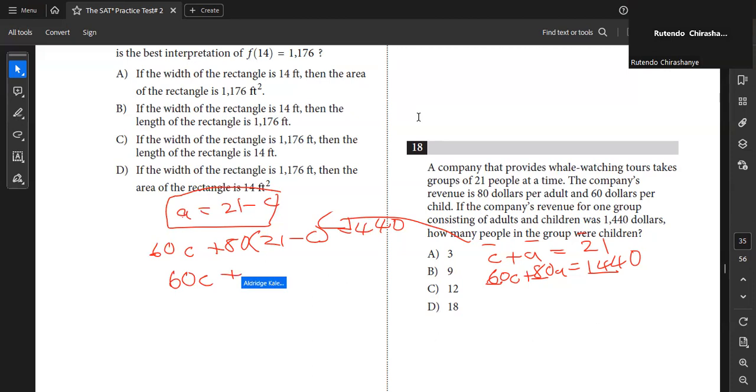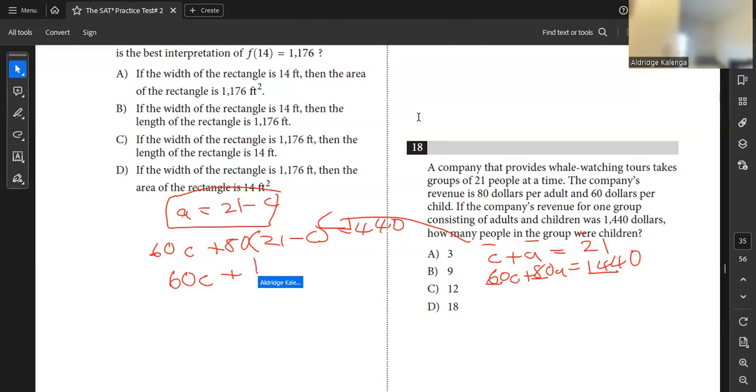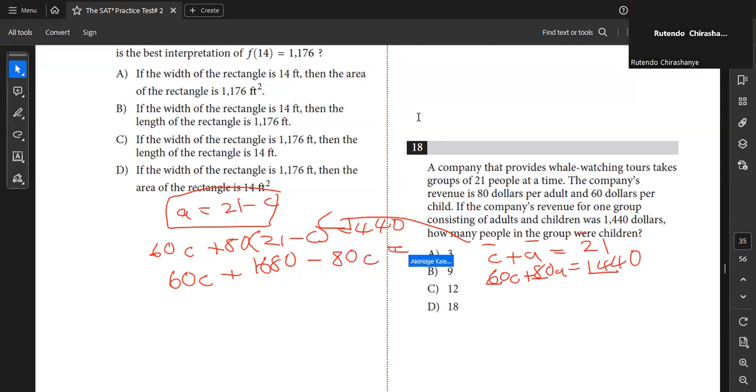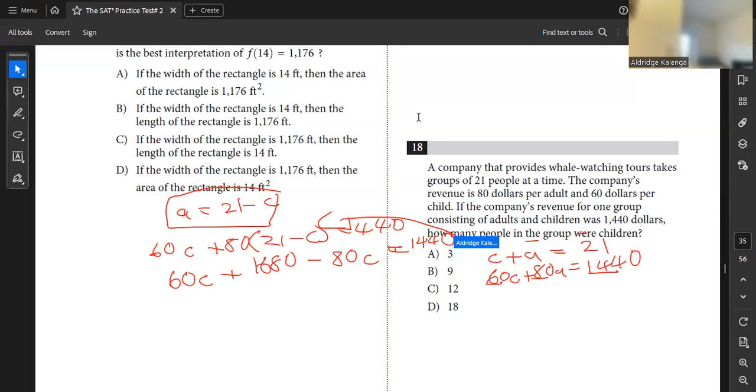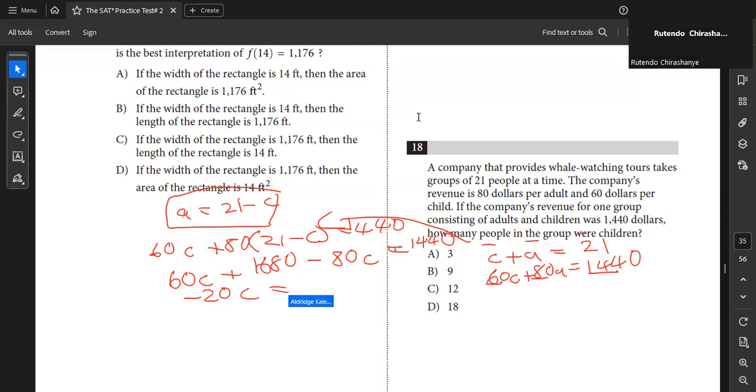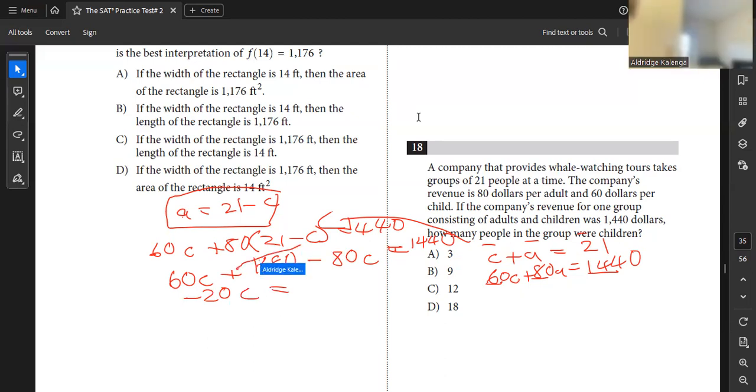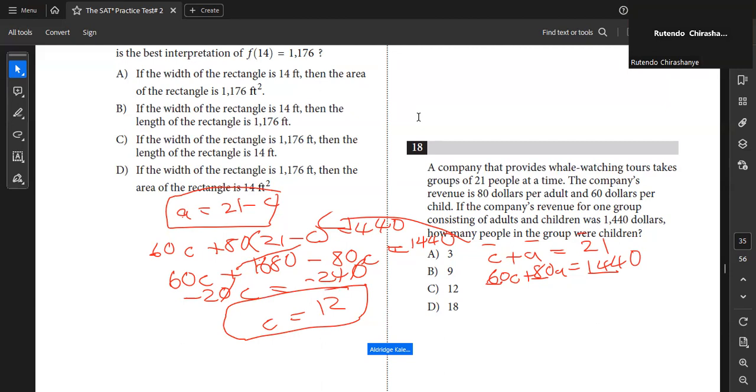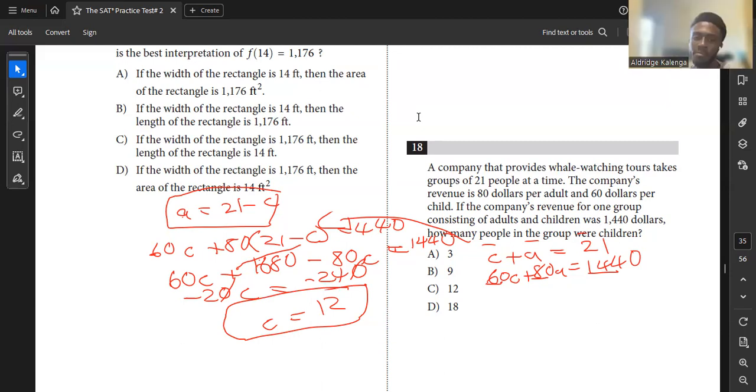So 60C plus, I did 80 by 21 and I found 1680. 80 by C would be 80C, and that's equal to 1440. So 60 minus 80 will be negative 20C. I'm going to subtract 1680 from both sides. So 1440 minus 1680 is negative 240, right? So we can cancel the zeros here. Negative 2 into 24 is actually 12. So our answer is C. All right. Is everyone okay?